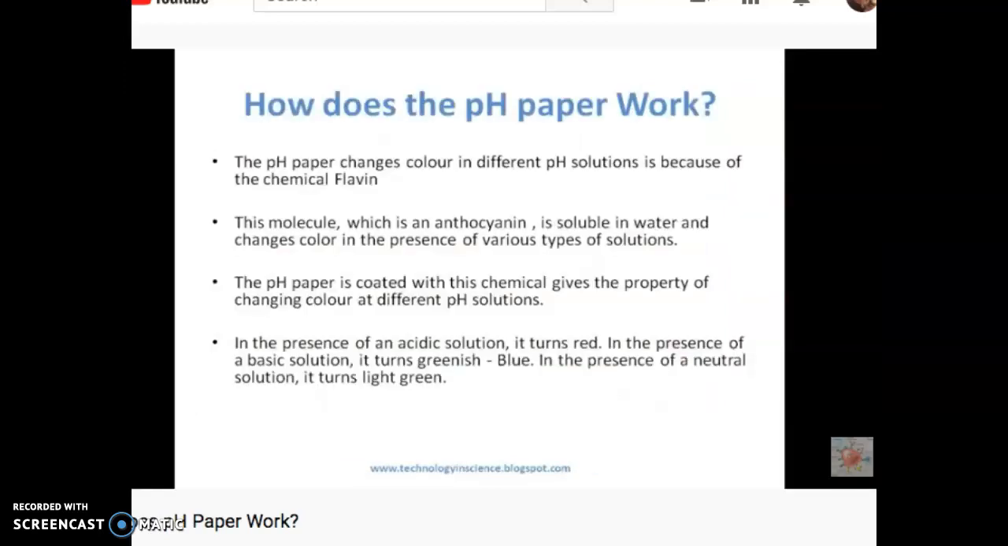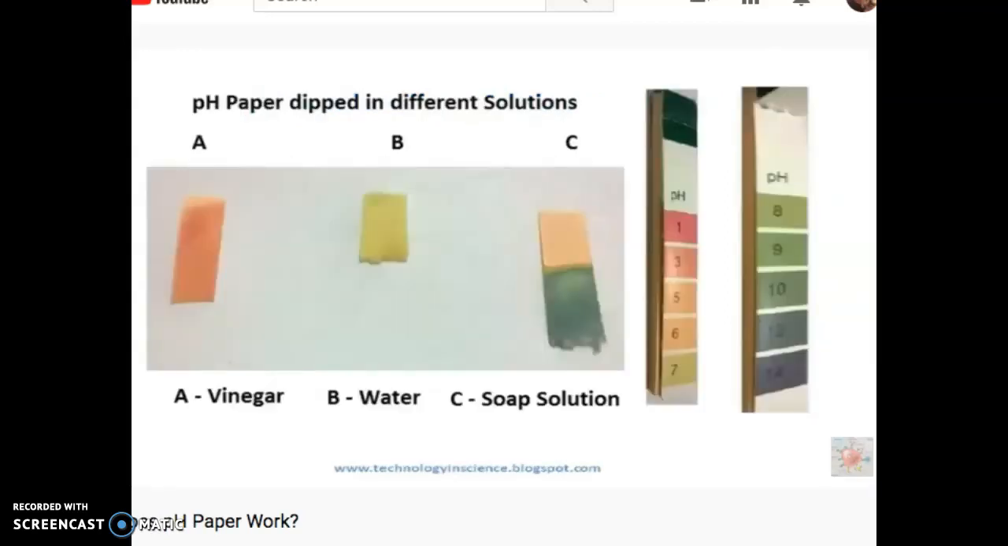How does pH paper work? The pH paper changes color in different pH solutions because of the chemical flavin. This molecule, which is an anthocyanin, is soluble in water and changes color in the presence of various types of solutions. The pH paper is coated with this chemical, gives the property of changing color at different pH solutions. In the presence of an acidic solution, it turns red. In the presence of a basic solution, it turns greenish blue. In the presence of a neutral solution, it turns light green.